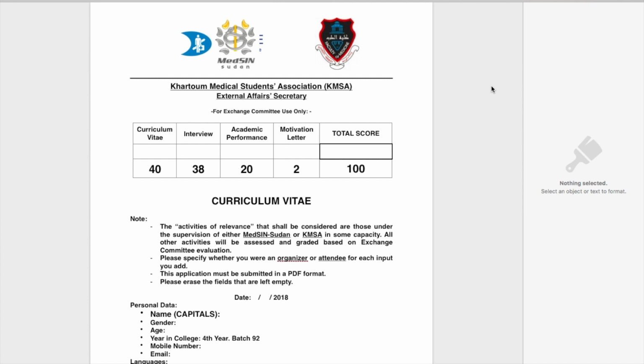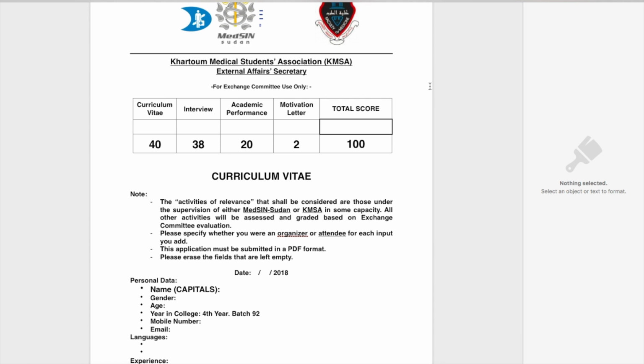Let's get started. As you can see, this is the template for your CV as downloaded from the form that was on the initial call for exchange. So first of all, you see this box, leave it empty as it is. It's only for the use of the exchange committee, so don't type anything in there. Just leave that empty as it is.